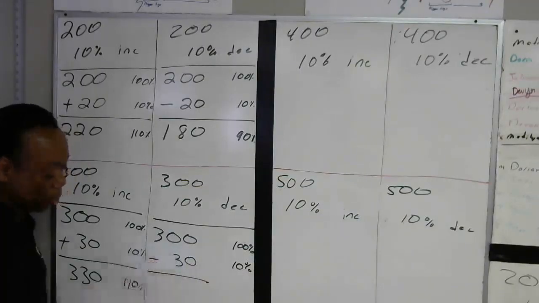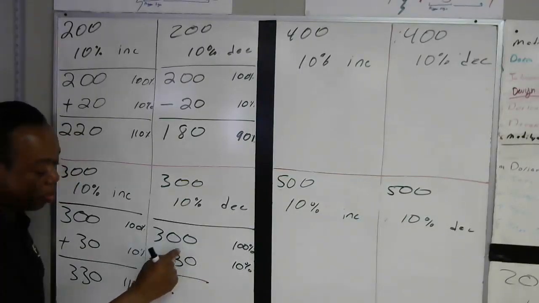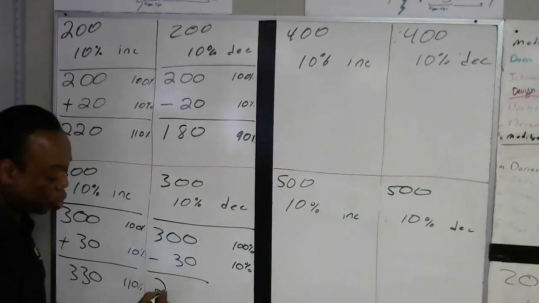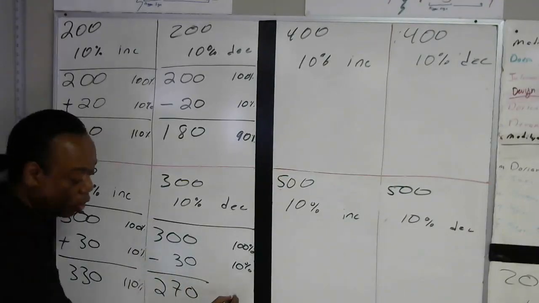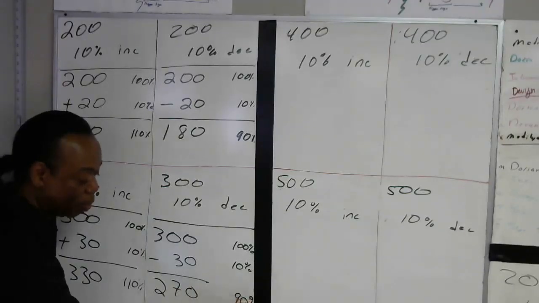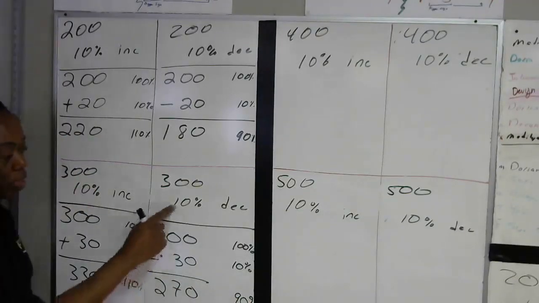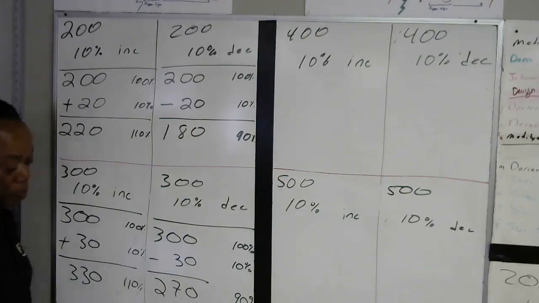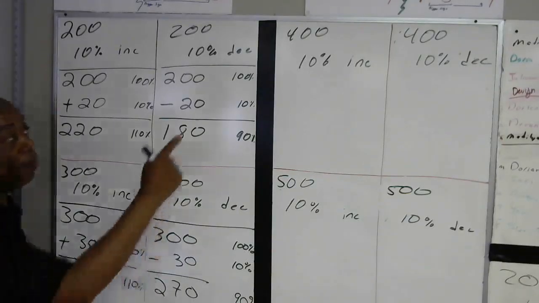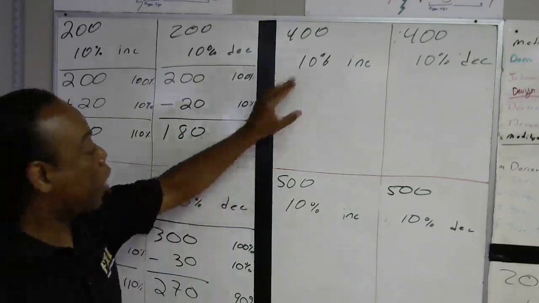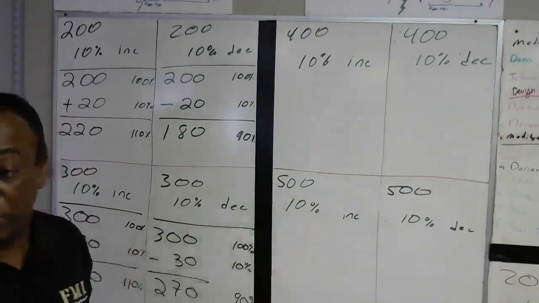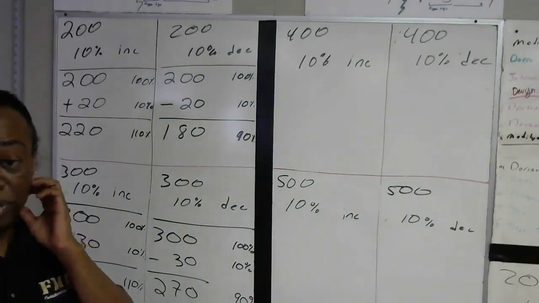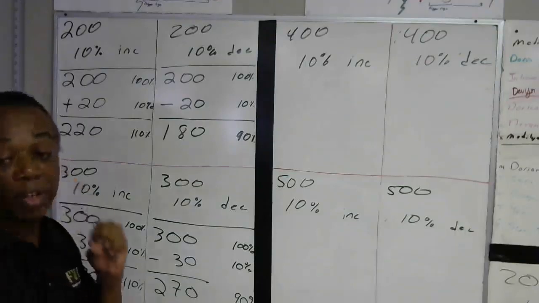So let's subtract. 300 minus 30 leaves 270. This is what we call 90%, or a 10% decrease. Okay, let's do a couple of increases.